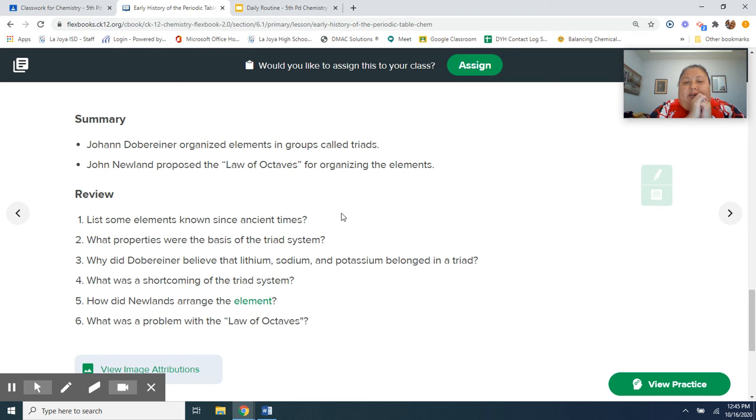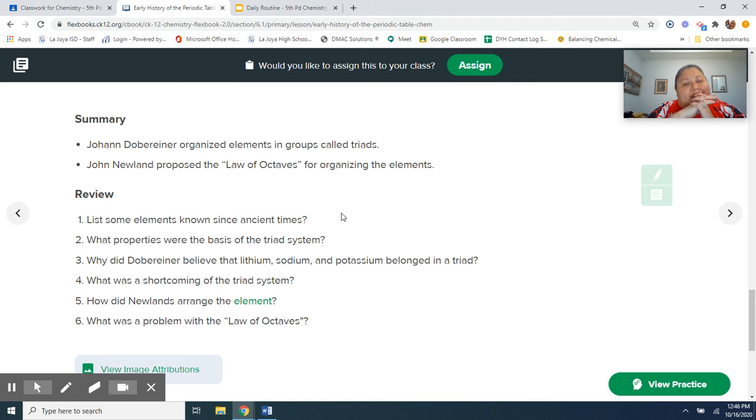Johann Döbereiner organized elements in groups called triads. And you've got to remember why these triads were grouped: because they had similar chemical and physical properties. The second person to try to organize elements was Mr. John Newlands, and he proposed the law of octaves. The law of octaves organized elements by atomic mass, and he noticed that every eighth element had similar properties.